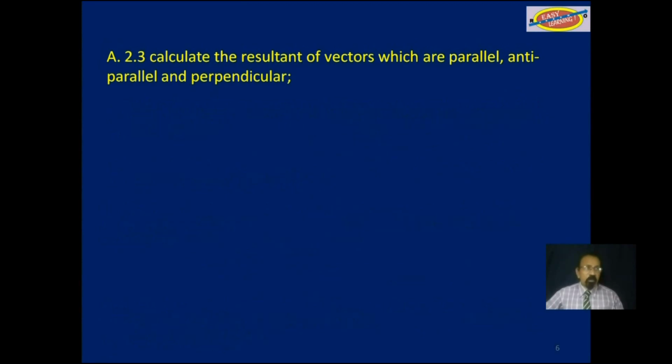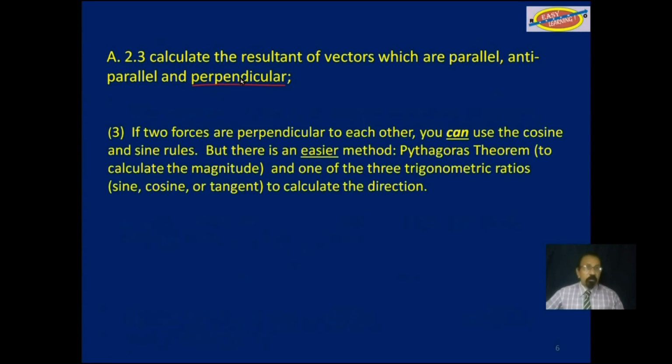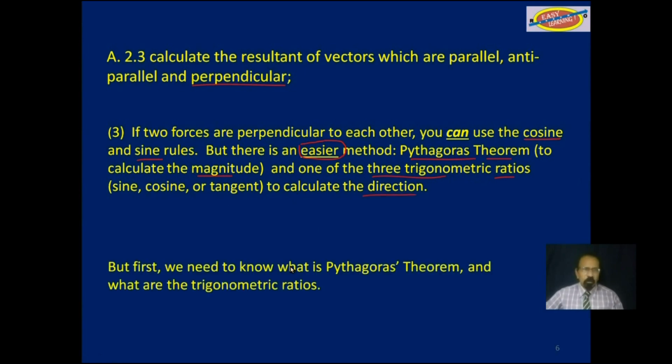Now we come to the situation where the two forces are perpendicular to each other. You can use the cosine and the sine rules to do that. However, there is an easier method, and that is to use Pythagoras Theorem to find the magnitude of the resultant and one of the three trigonometric ratios to find the direction. But first we need to know what Pythagoras Theorem is, and what the trigonometric ratios are.